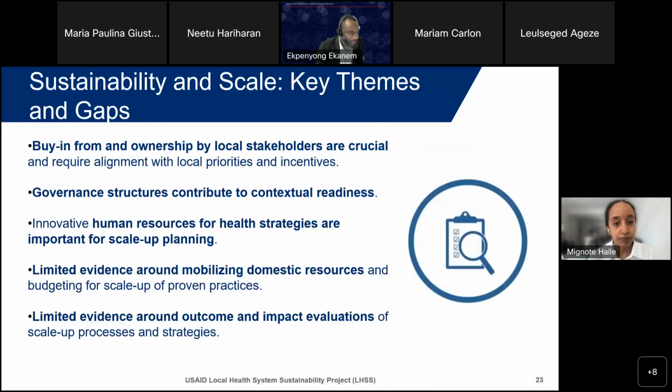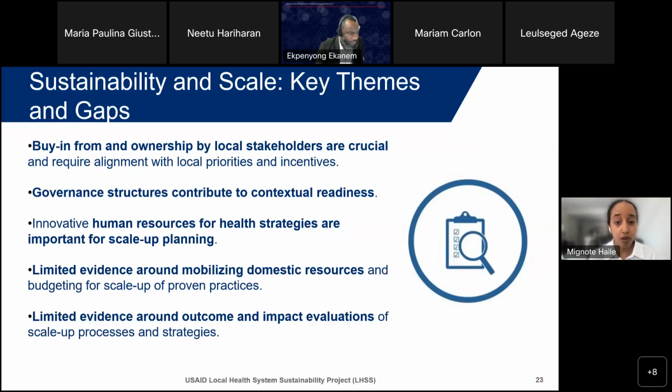Next slide, please. Now I wanted to go into the high-level findings that emerged for our learning question of the day on sustainability and scale. For some of the higher themes that came out, we found that buy-in and ownership by local stakeholders came across very strongly in most of our articles as a key facilitating factor for sustainability and implementation at scale.